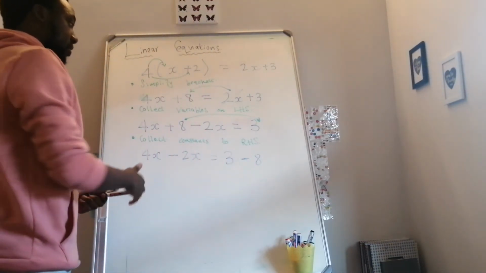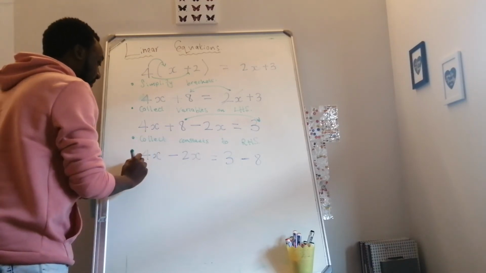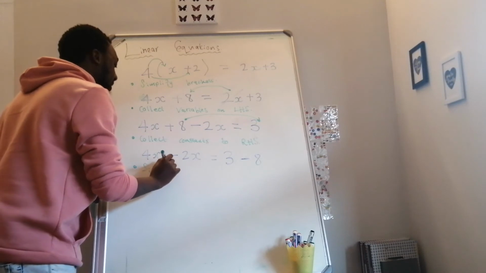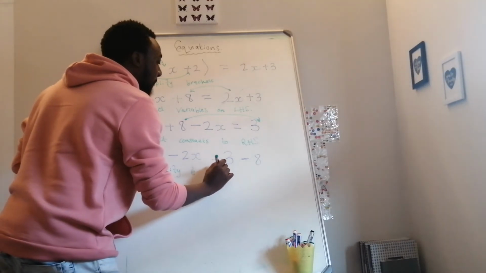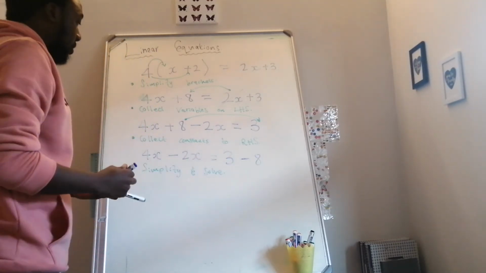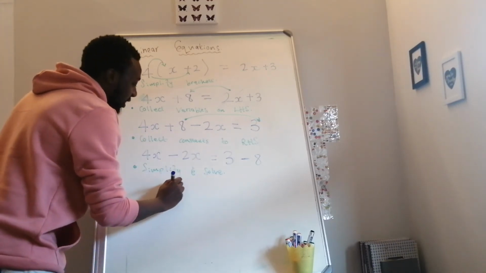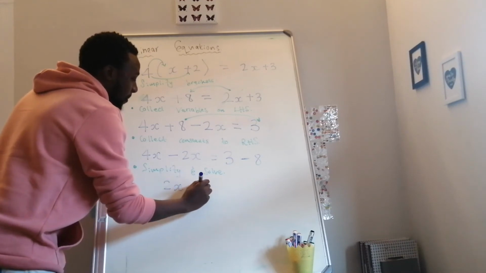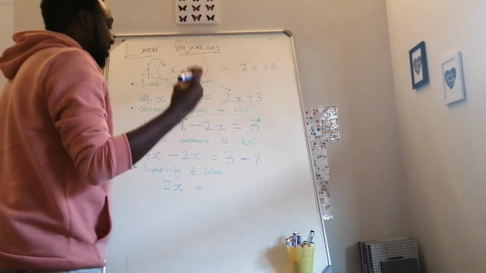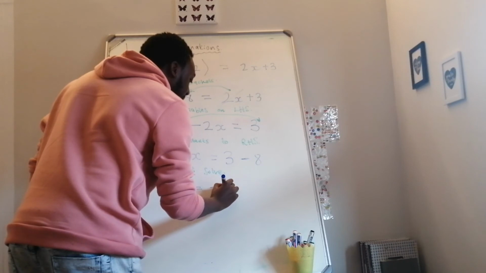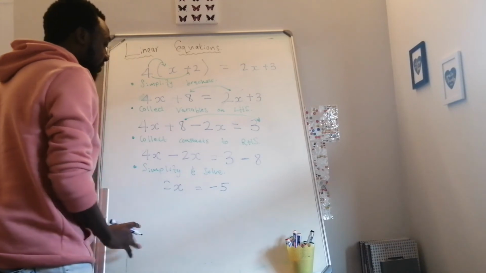So what do I do now? My last step is just to simplify. So you simplify and solve. You say 4x minus 2x gives us what? 2x. And what is 3 minus 8? What does that give us? That gives us negative 5. Remember your integers. 3 minus 8 gives us negative 5.